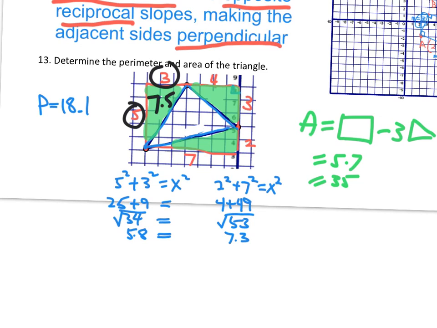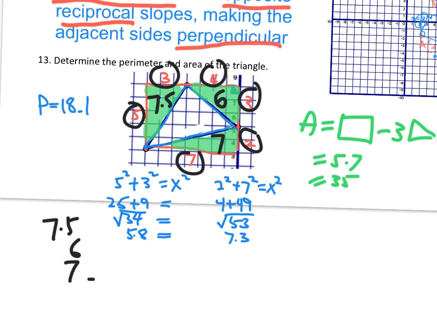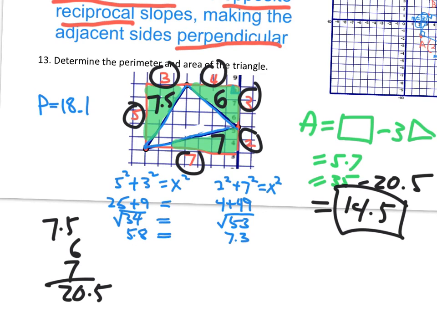The second has an area of 4 times 3 is 12, divided by 2 is 6. The last has an area of 7 times 2 is 14. 14 divided by 2 is 7. So all 3 triangles are 7.5, 6 and 7 added up, which is 20.5. So it's 35, take away 20.5, and that equals 14.5 squares for your area. So the perimeter is 18.1 lengths, and the area is 14.5 squares.